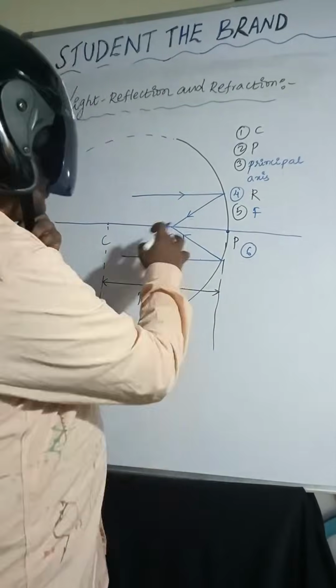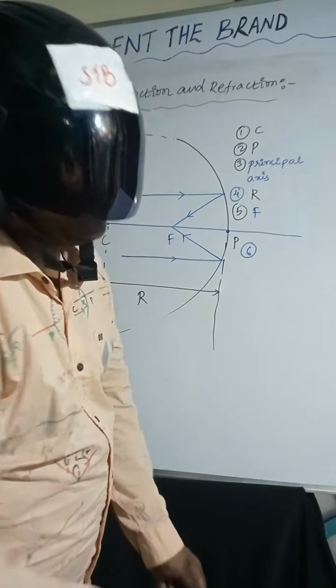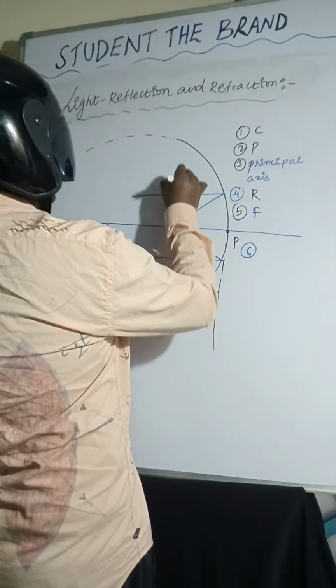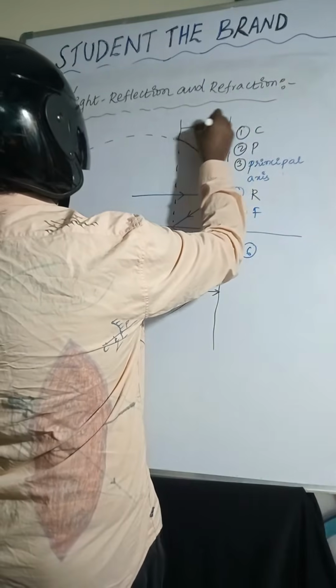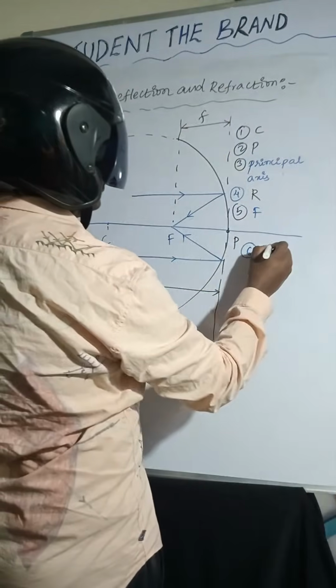And the distance between focus to pole is called focal length. So this distance is called focal length. Focal length is small f.